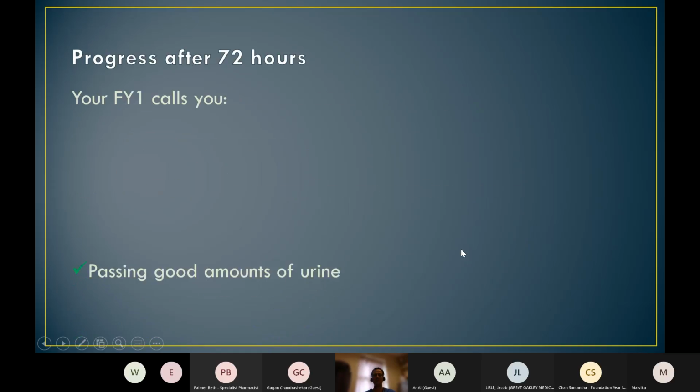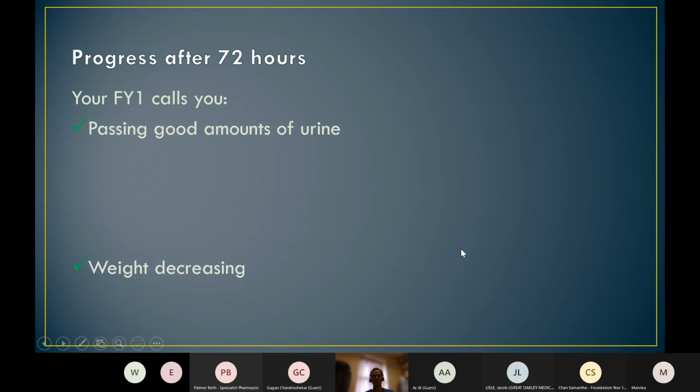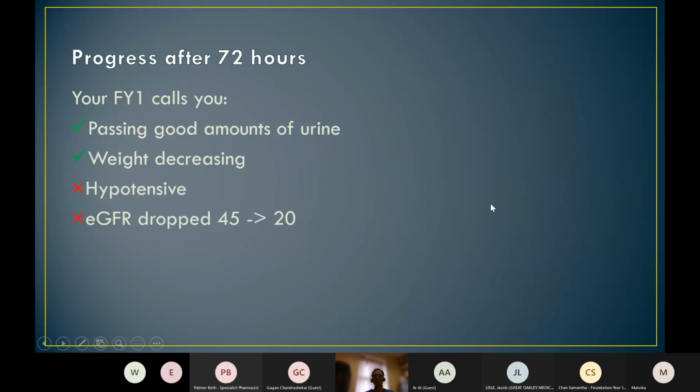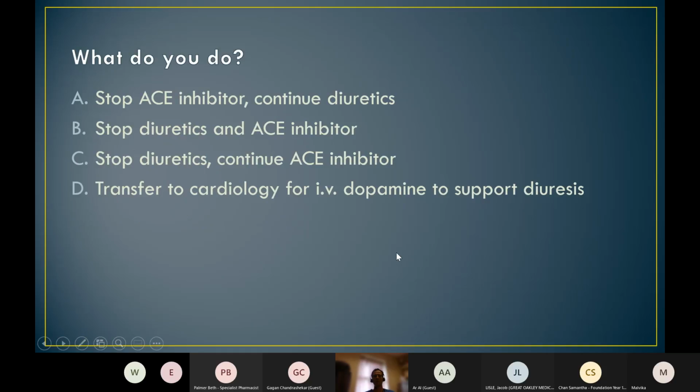So 72 hours later, imagine that you're an FY2 and you're being called by your FY1. The lady's passing good amounts of urine and her weight's going down, but she's hypotensive and her eGFR has dropped from 45 to 20. So imagine you chose option B and you started an ACE inhibitor. What are you going to do?